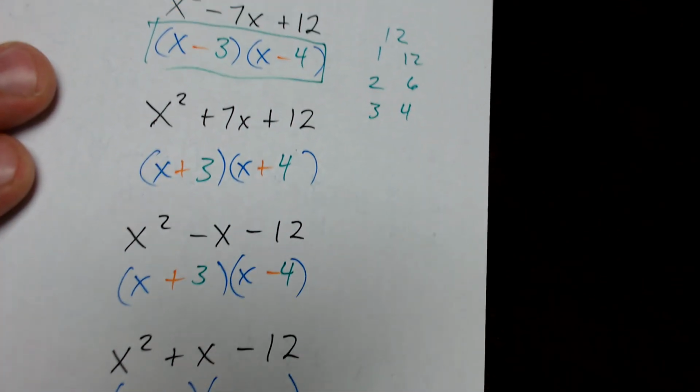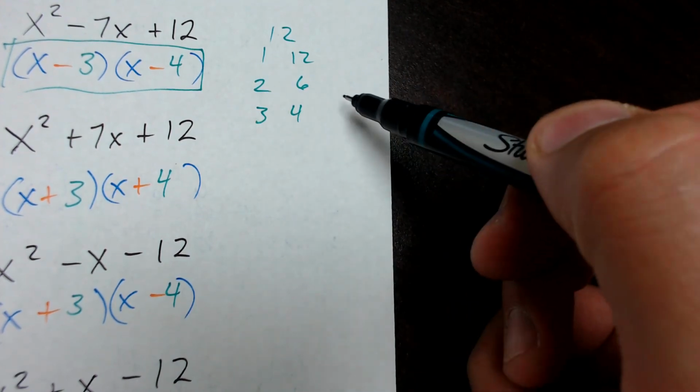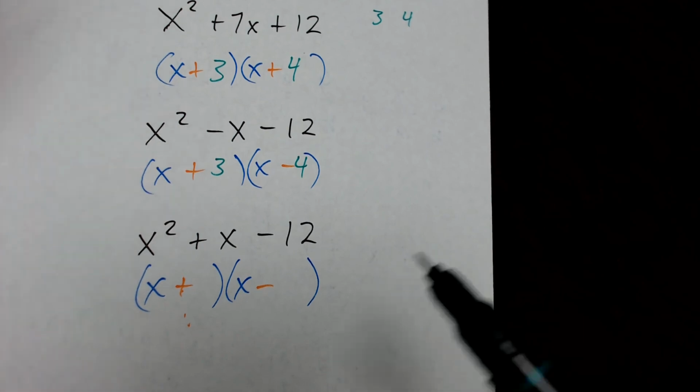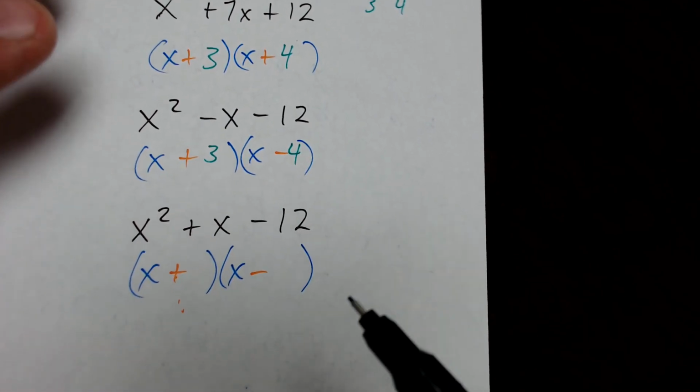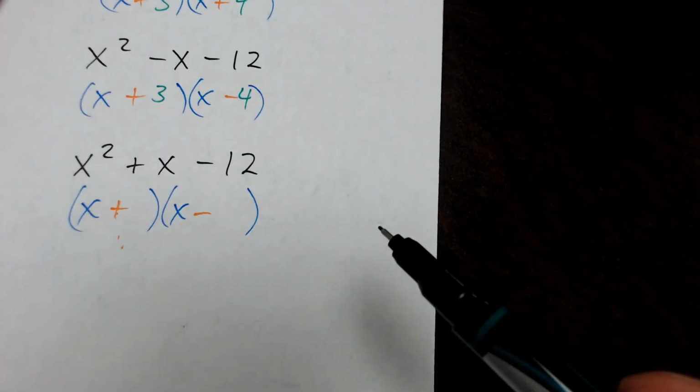Now, on all these examples, I use 3 and 4, but just understand it could have been 1 and 12, or it could have been 2 and 6. So all of them are possible. It's not always 3 and 4 or the middle numbers or anything like that. There's no rule telling you which group to use. You just have to find which one fits.